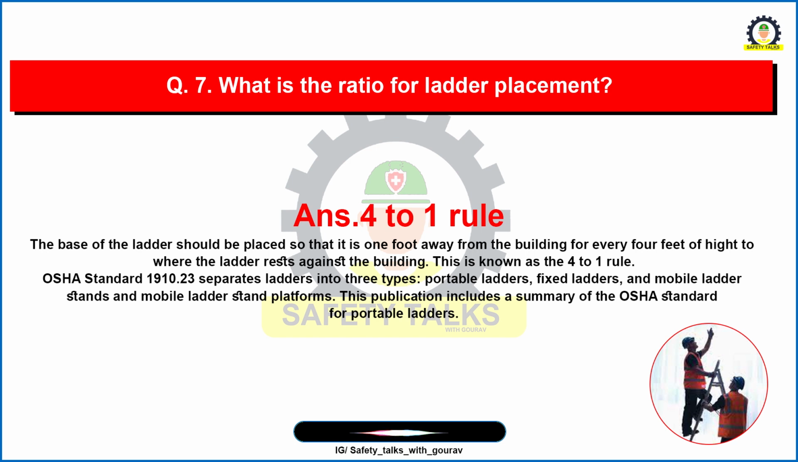Okay, so according to OSHA's standard 1910.23, it separates ladders into 3 types. The types of ladders will be portable ladders, fixed ladders and mobile ladders, and stands and mobile platforms are also there. Apart from that, the publication includes a summary of the OSHA standard for portable ladders. Okay, now move on to the next question.